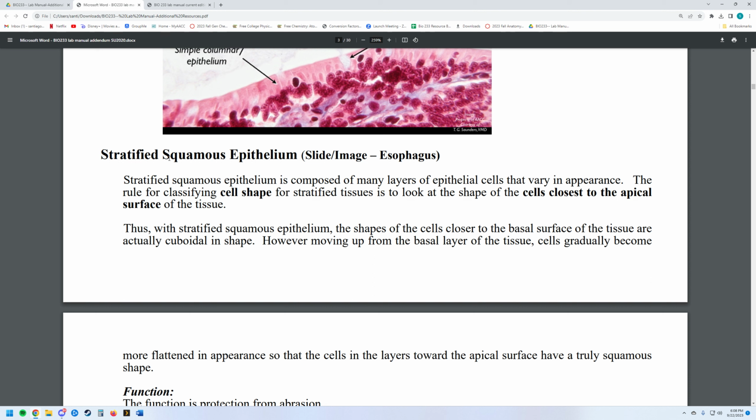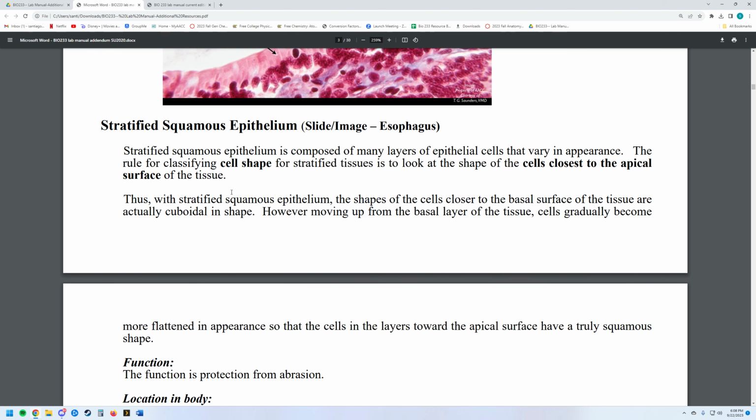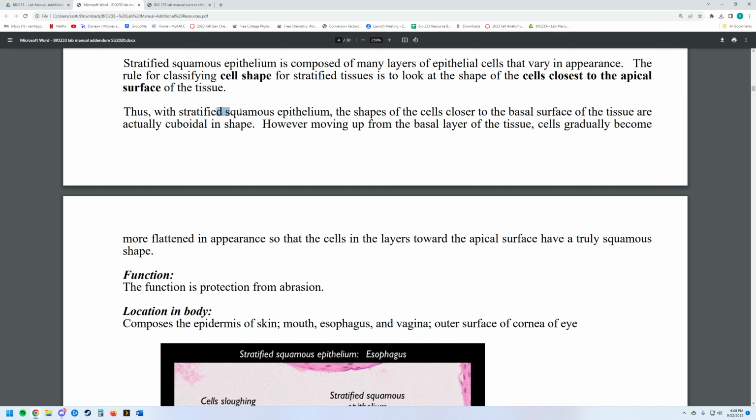Stratified, so there should be layered squamous, pancakes, eggs, bacon, something like that. The rule for classifying cell shape for stratified tissues is to look at the shape of the cells closest to the apical surface of the tissue. Thus, in stratified squamous epithelium, the shapes of the cells closer to the basal surface of the tissue are actually cuboidal in shape. However, moving up from the basal layers of the tissue, cells gradually become more flattened in appearance, so the cells in the layers toward the apical surface have a truly squamous shape.